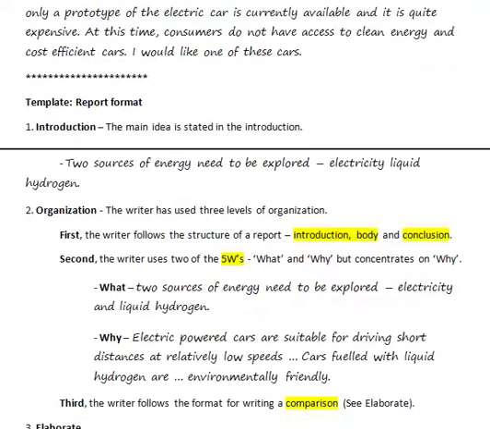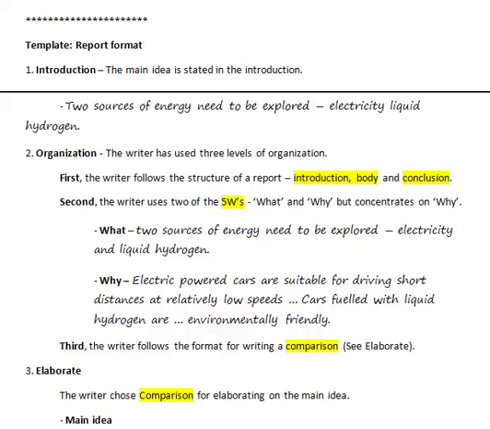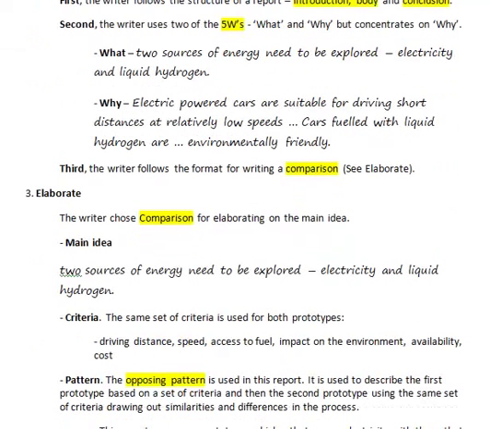Template for report format. 1. Introduction. The main idea is stated in the introduction. Two sources of energy need to be explored: electricity, liquid hydrogen. 2. Organization. The writer has used 3 levels of organization. First, the writer follows the structure of a report: introduction, body, and conclusion. Second, the writer uses 2 of the 5 W's, what and why, but concentrates on why.